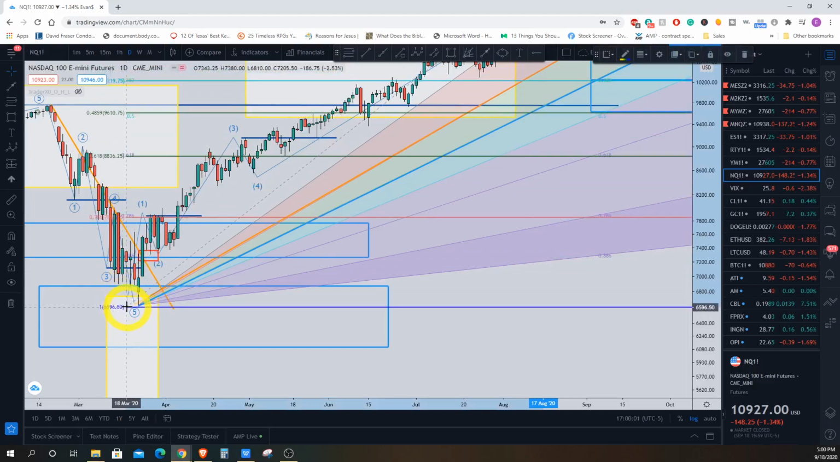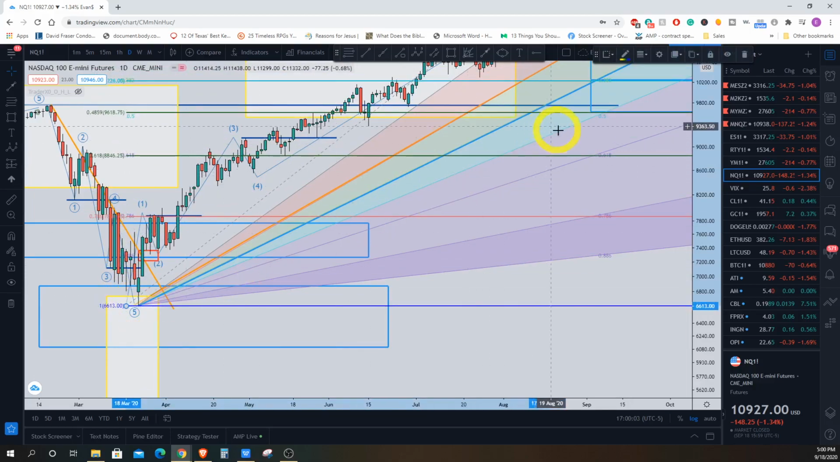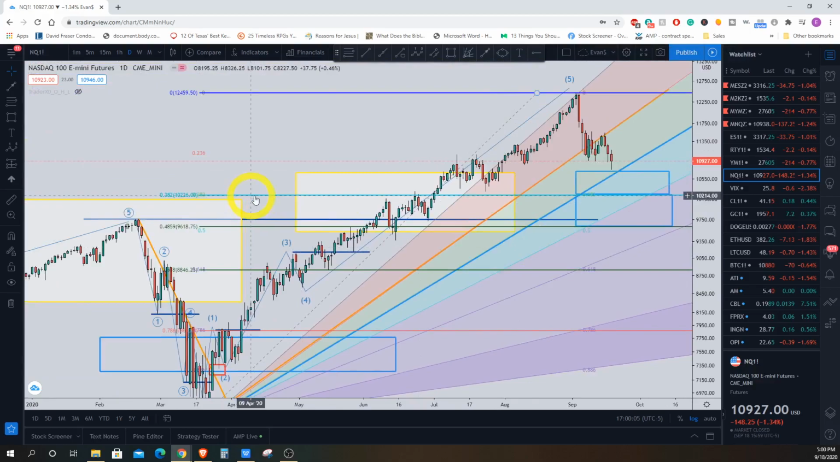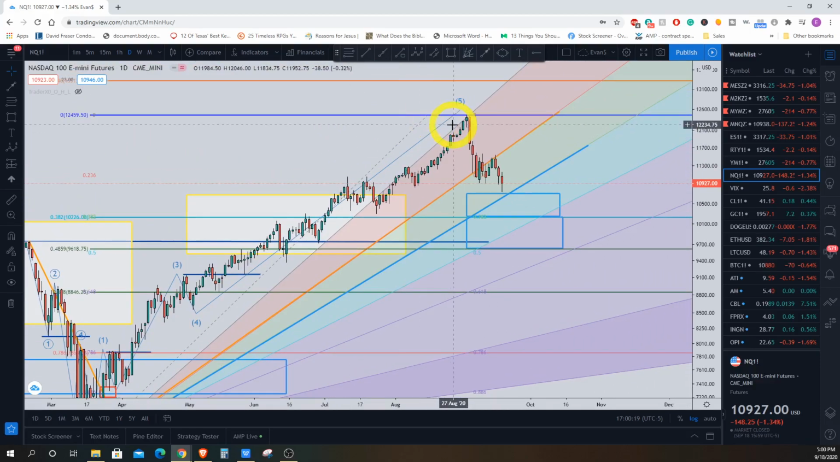Right there, there's the low. And as you can see, there's the 38% line right here, just going over, and then bam, right there, the top of this other blue box, at the top of that box right there. So looking for that exit, which would be about 10,188.